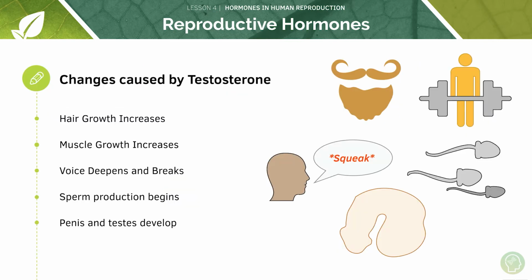Okay, so some of the changes caused by testosterone include increased hair growth, increased muscle growth, the voice deepens and breaks, that's the male voice, remember, sperm production begins, and the penis and testes develop. The way that I like to remember this is to think about the stages of development that you associate males going through during puberty. You don't see young boys with beards, for example, but you see older boys and men with beards, because they've been through puberty and they have testosterone in their body, which stimulates their hair follicles and allows for beard and moustache growth.